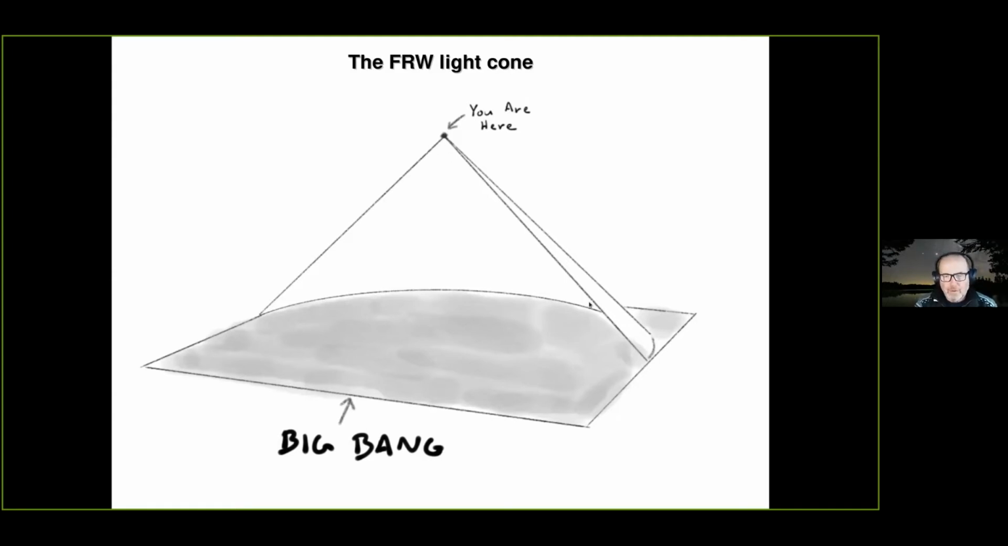Our past light cone is finite, and we can only see out a finite distance in the universe because the universe has a finite age. And we'll talk about that in a minute when we talk about horizons. So how does this work dynamically? It depends on what's in the universe, right?